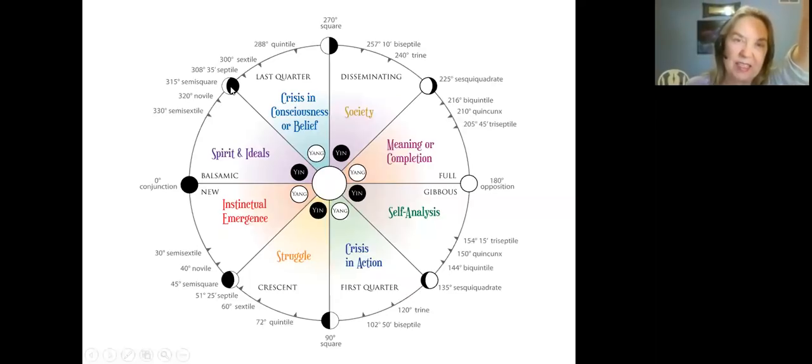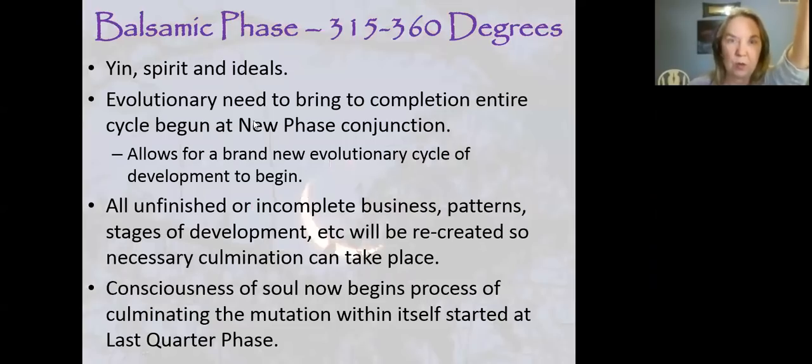So, okay, balsamic phase is yin. And of course, its keywords are spirit and ideals. This is the last 45 degrees of the circle in which all of the original intent has to come to completion. And so everything that we started a whole cycle ago, anything that is unfinished must be experienced, must be manifested, recreated, so that we can understand it, so that we can bring any karma to a culmination, so that at the new phase conjunction we can start all over again.